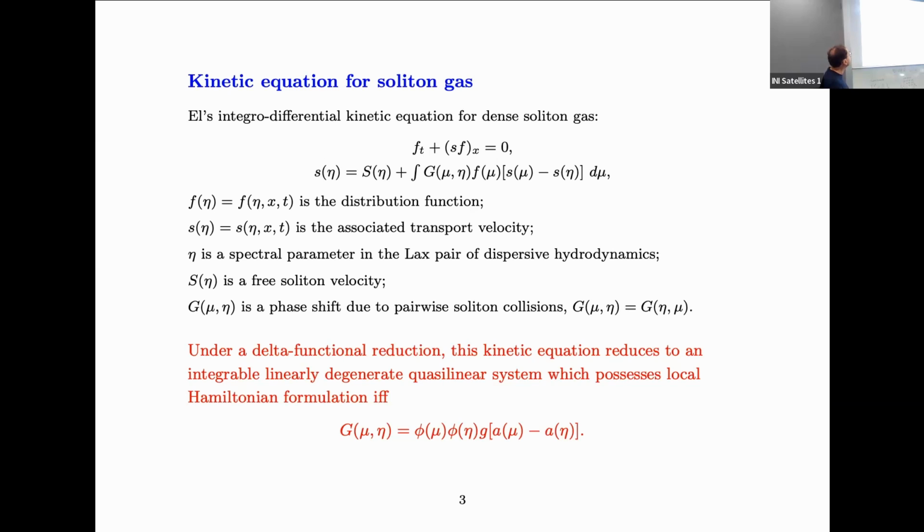There are two capital functions. Capital S of eta is just a given function. It doesn't depend on x and t. It's called the free soliton velocity. And G of mu, eta, which is also independent of x and t, is called the two-soliton interaction kernel. So to define the system, I need to specify two functions, and then the system is fully defined.